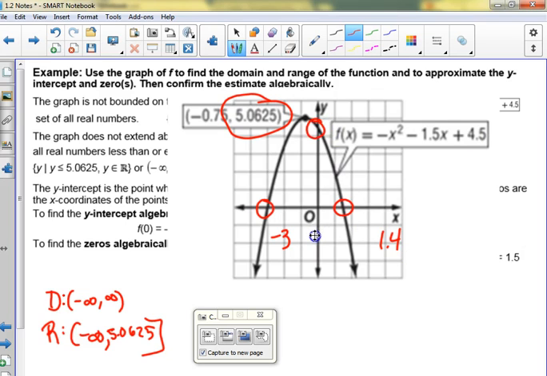Y-intercept, what do you think? You can estimate it. 1, 2, 3, 4.5. Is that right or not? How do you know that's right? Whoops, it would be this way. Yeah, because right here, if you put a 0 in, it would be 4.5. All right.